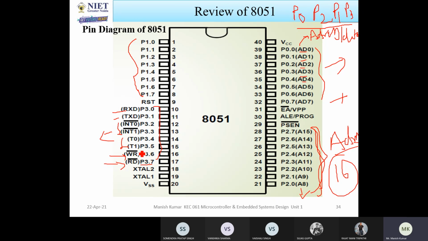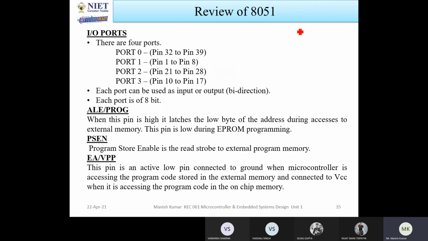In the block diagram, you saw the oscillator. There are 2 pins, XTAL2 and XTAL1. With these 2 pins, you can connect the oscillator. Without connecting the oscillator, this controller will not function. This is VSS ground and VCC is the power supply. So these pins indicate which one is port 0, which one is port 1, which one is port 2 and which one is port 3.